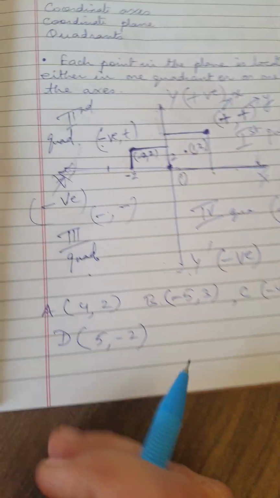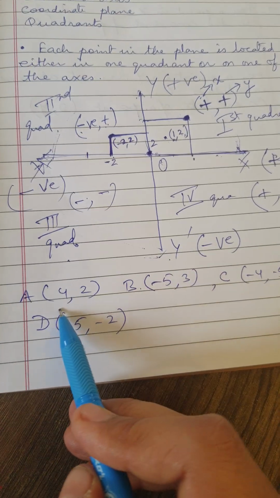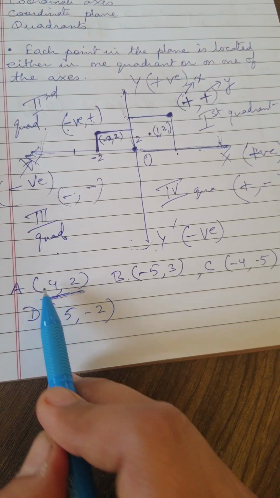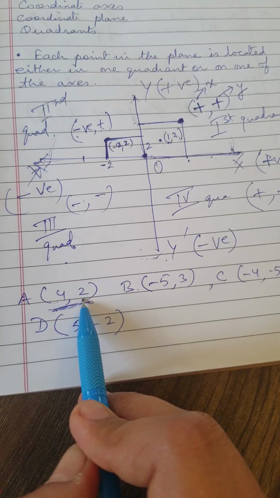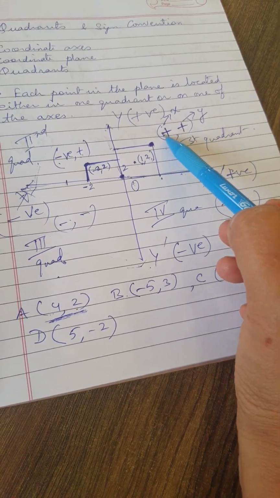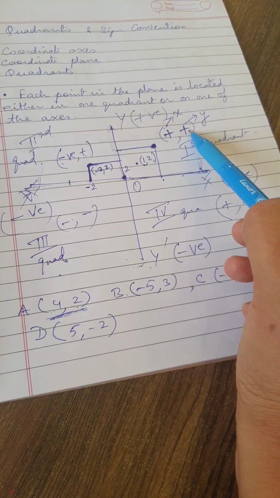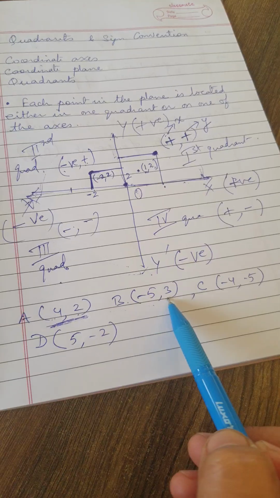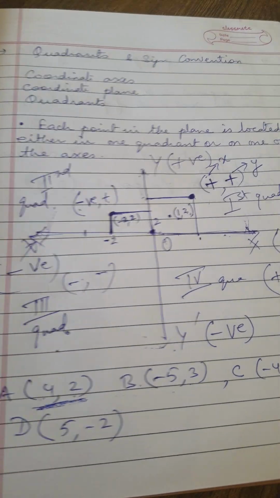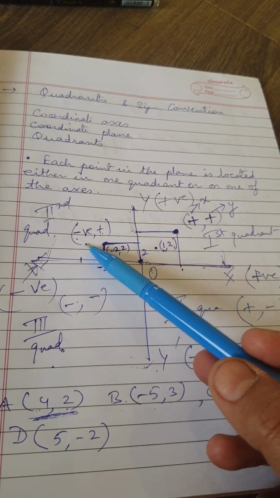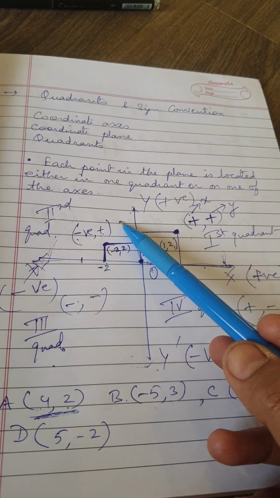Understood? So there are some points like this, point (1, 1), which is the coordinate of a point. Here you can see we have positive x and positive y. So in which quadrant will this point lie? This will lie in the first quadrant, where x is positive 1 and y is also positive 1. If we see this point B, where x is negative and y is positive, in which quadrant do you have x negative and y positive? You have x negative here and y positive here. So this point will lie in the second quadrant.